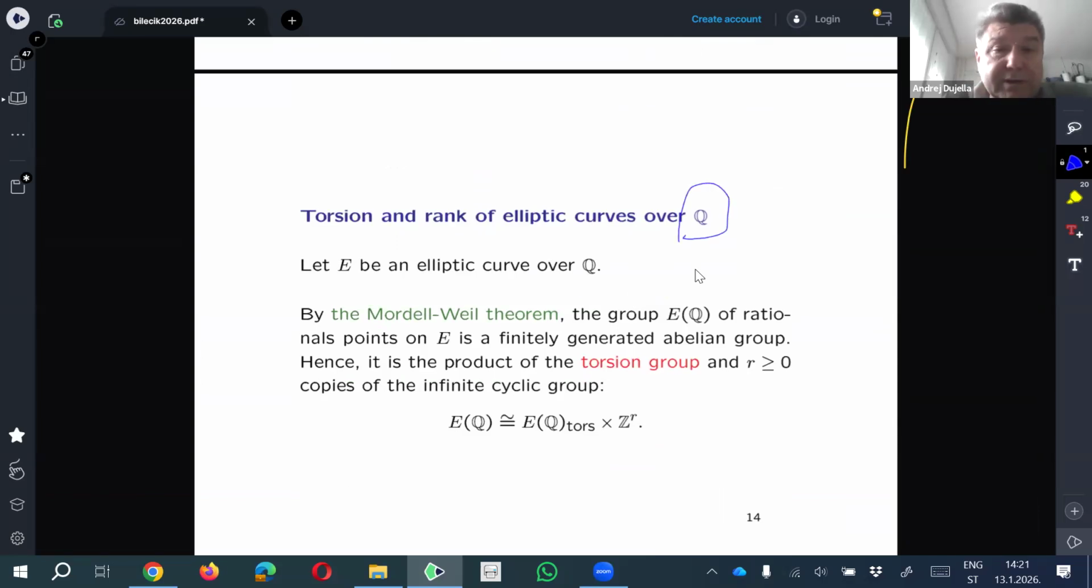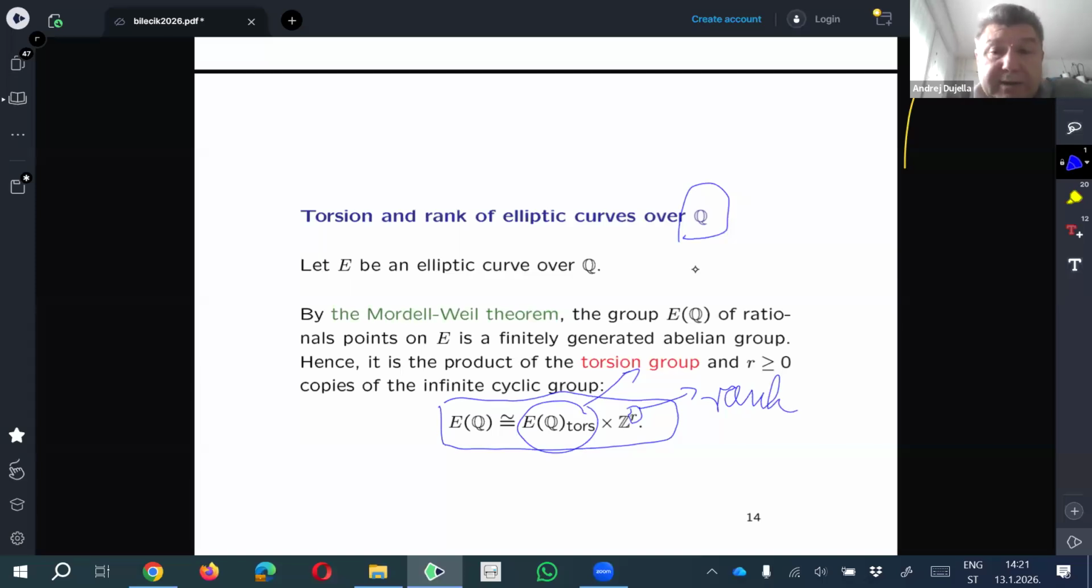And what is very important as somehow a starting point for me is the famous Mordell-Weil theorem, which says the group of rational points on an elliptic curve is a finitely generated abelian group, which means that this group has this shape. It is a product of the torsion group, namely the group of points of finite order, and finitely many copies of the infinite cyclic group. So this group is called the torsion group, and this quantity here is called the rank.